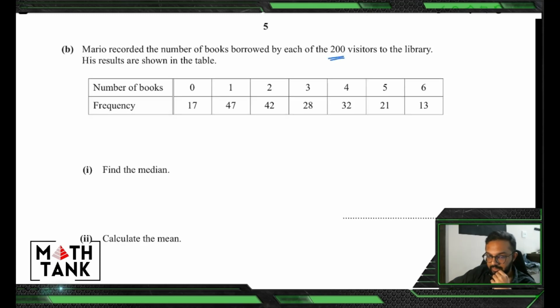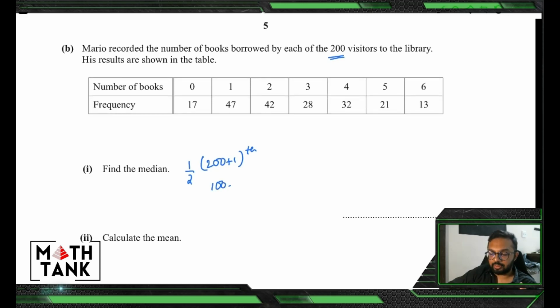So it's 200 visitors again. So I'm going to say that half of 200 plus 1 th. Remember that it's only half of n for the cumulative frequency, and for the quartiles as well, it's 1/4 of n and 3/4 of n. Otherwise, whenever you have raw data or just grouped data in a frequency table, you use n plus 1 th and see if it's landing up in the middle. Then you count two values, you'll take the 100th and the 101st values.